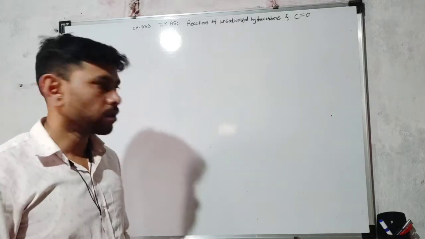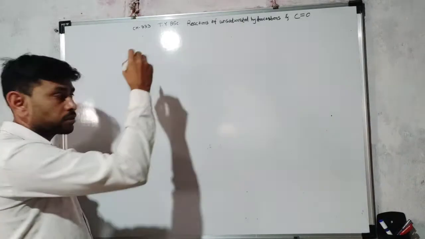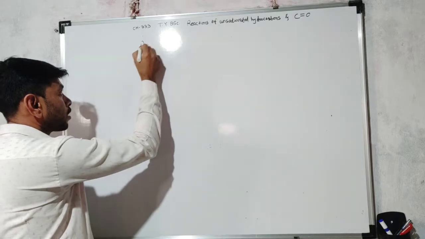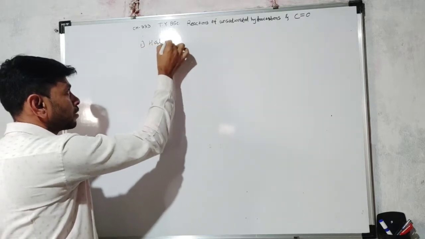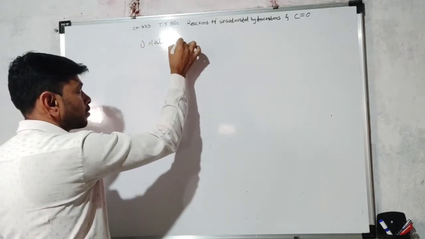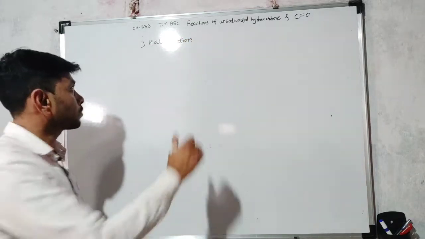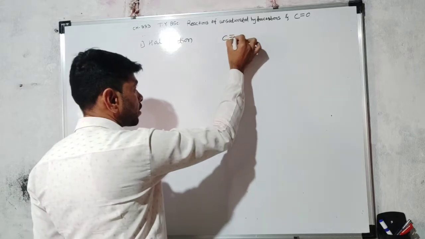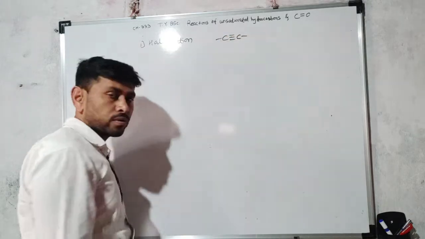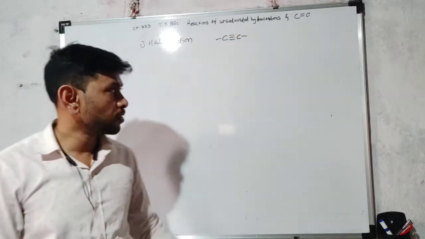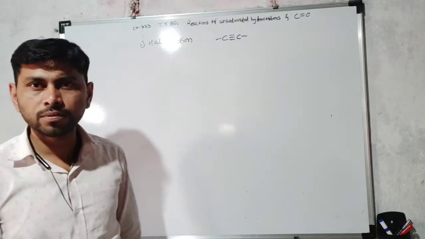Next reaction of carbon-carbon triple bond is the halogenation. First reaction that we have to study, the halogenation of carbon-carbon triple bond. Triple bonded compound halogenation takes place in some different way than the carbon-carbon double bond.